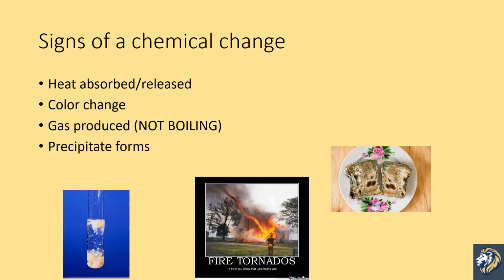Okay, so again, signs of chemical change. I know we're repeating this, okay? Heating or releasing or absorbing heat, changing color, when gases are produced, and when precipitates form. Those are ways like, oh, this must have been a chemical change because you do not expect green stuff on bread. So that's mold, that's a chemical change. All right, ew, who's eating that toast? Not me. All right, smoke, heat, fire, those are all signs of chemical change.